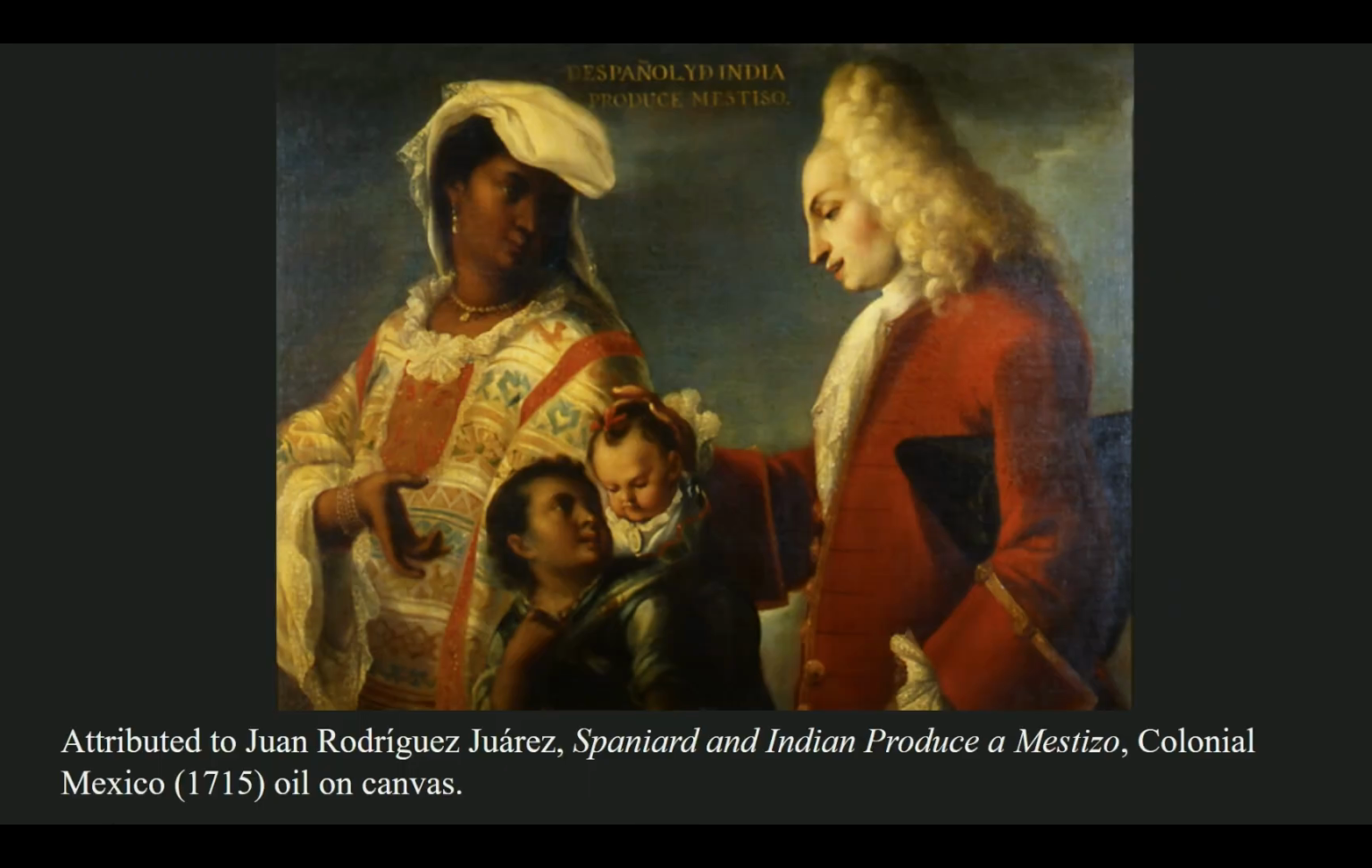Okay, so let's talk about the Spaniard and Indian produced mestizo as part of our casta paintings. This is attributed to Juan Rodriguez Juarez. If we're looking just from a formal analysis, we're somewhat in this more Baroque style. We're early 18th century, so we're just coming out of the Baroque from the previous century with our not quite tenebrism, but the lack of a background, a little bit of our dramatic lighting.